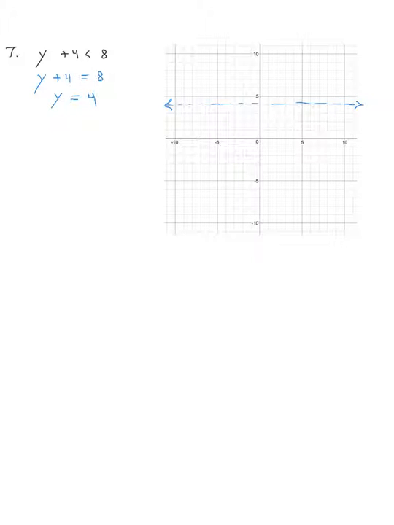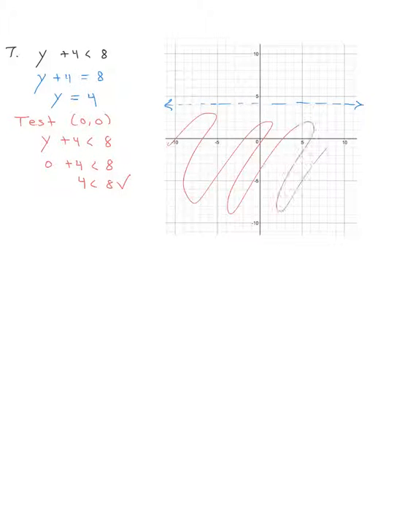This is my barrier. I'm going to test 0, 0. So that is in y plus 4 less than 8. If you put 0 in place of y, you get 4 is less than 8, which is true. So you do want to shade below the line, which is this region.